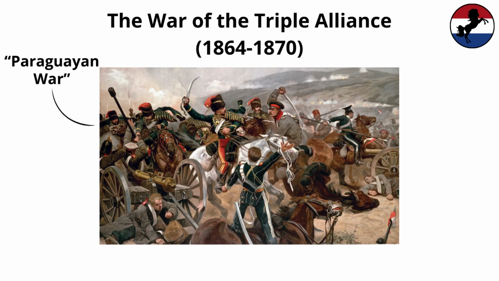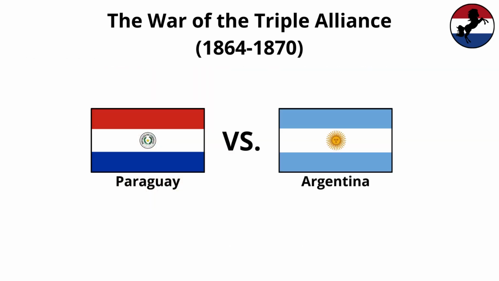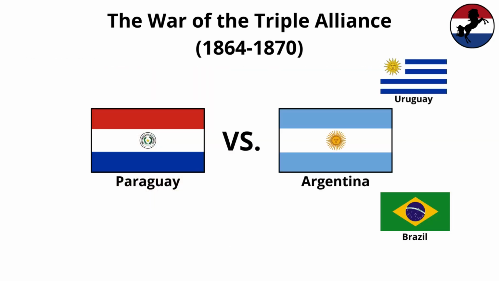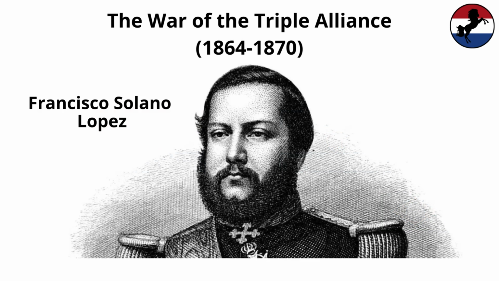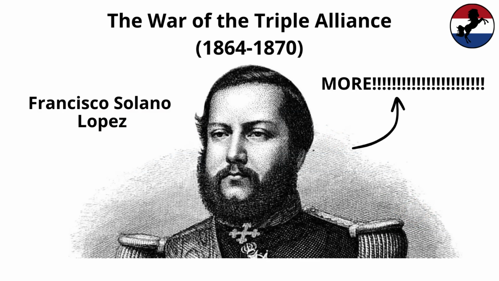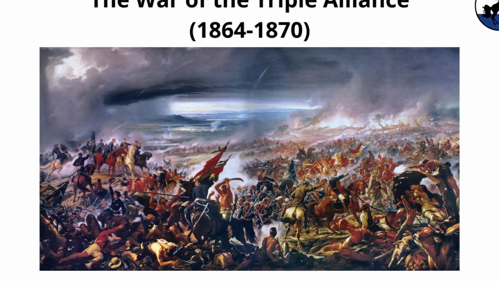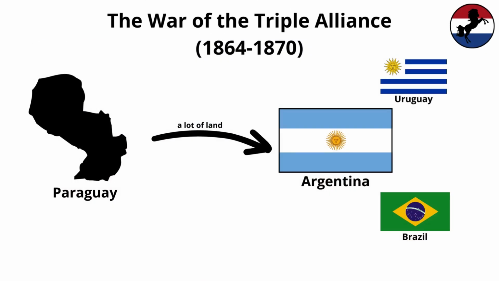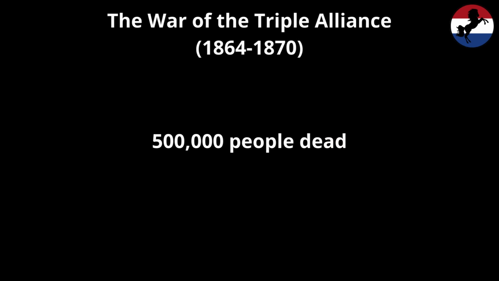The War of the Triple Alliance. Also known as the Paraguayan War, this conflict was fought between Paraguay and a coalition of Argentina, Brazil, and Uruguay. The war began when Paraguay's leader, Francisco Solano Lopez, sought to expand his territory and influence in the region. The war ended with the defeat of Paraguay and the signing of the Treaty of Asuncion in 1870. Paraguay lost significant territory and was forced to pay reparations to the victorious Allies. Over 500,000 people lost their lives during the war.